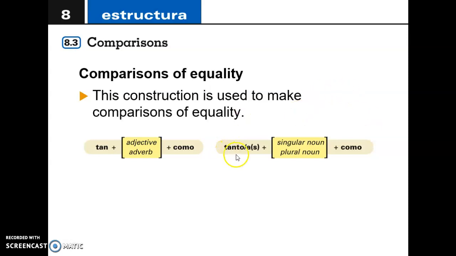Yo tengo tanto dinero como tú. We don't say dineros. That would be something like monies, and we don't use that word. So we're going to use it in singular. Tanto dinero como tú, right? So that is how we are going to do the comparison of equality.